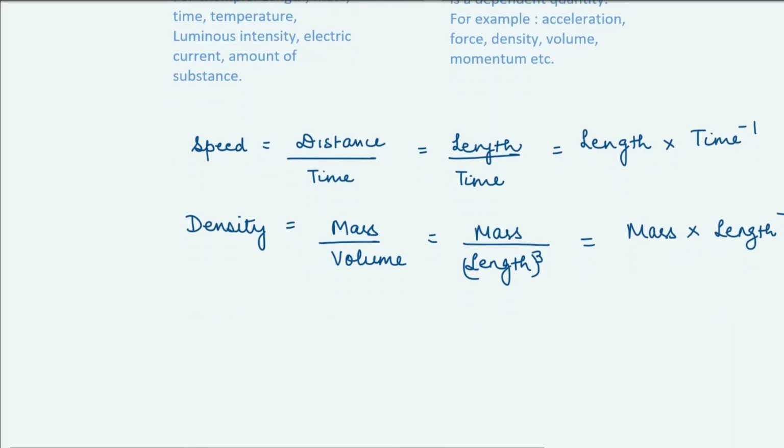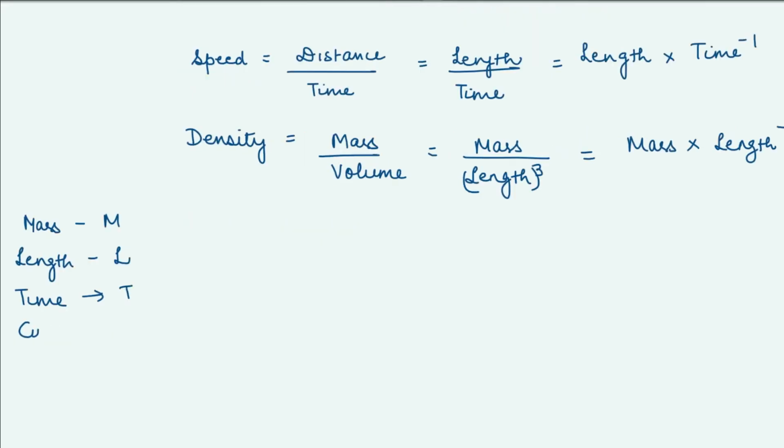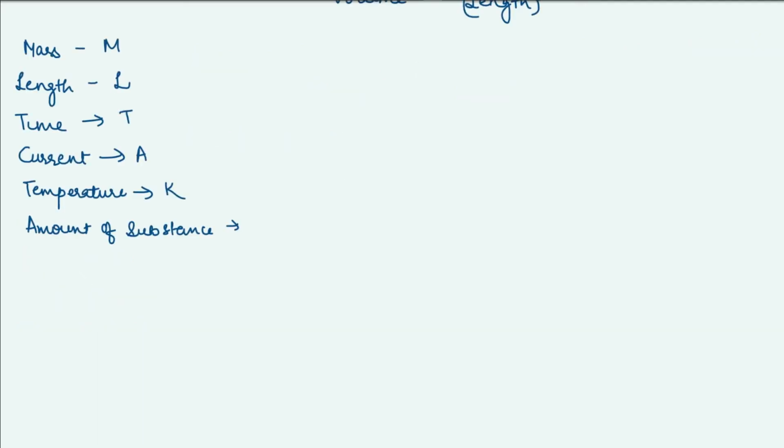Now you can see here it is really difficult to write the complete names. So for convenience, what we can do is that for mass we can use capital M, and for length you can use the alphabet L. For time we can use T. For current we can use the alphabet A. For temperature we can use the alphabet K. For amount of substance you can use mole, and for luminous intensity we can use CD, that is candela.